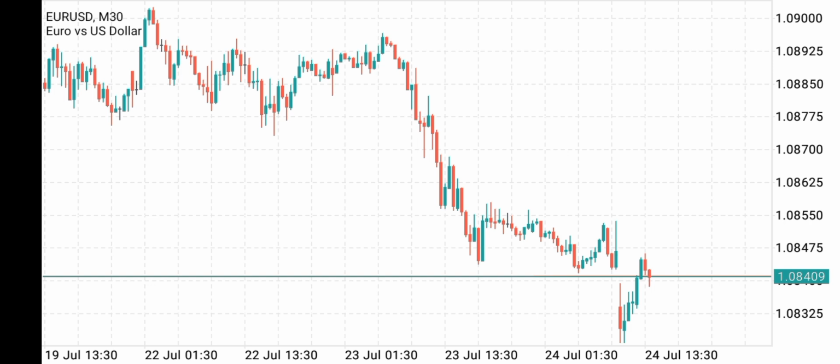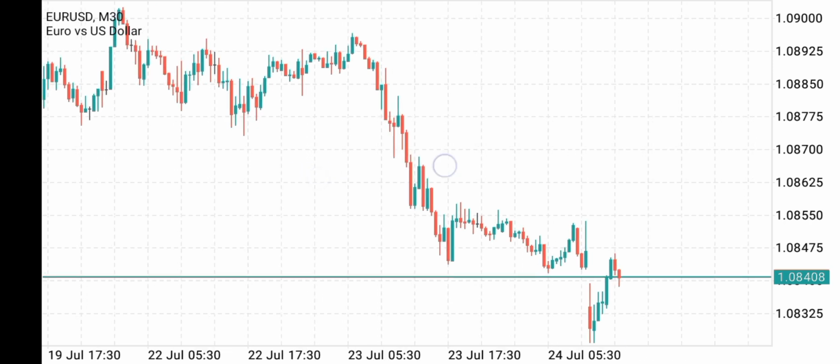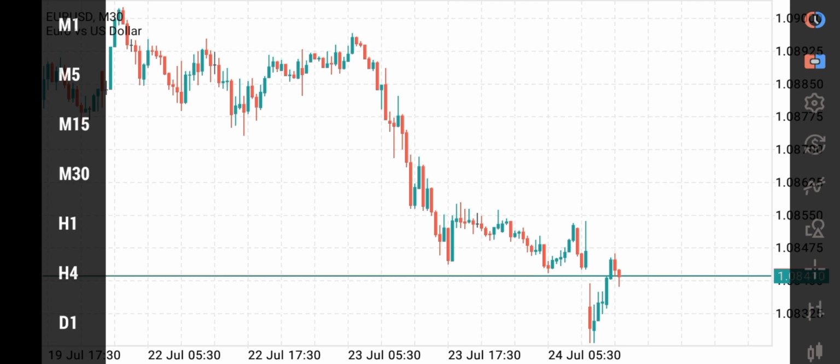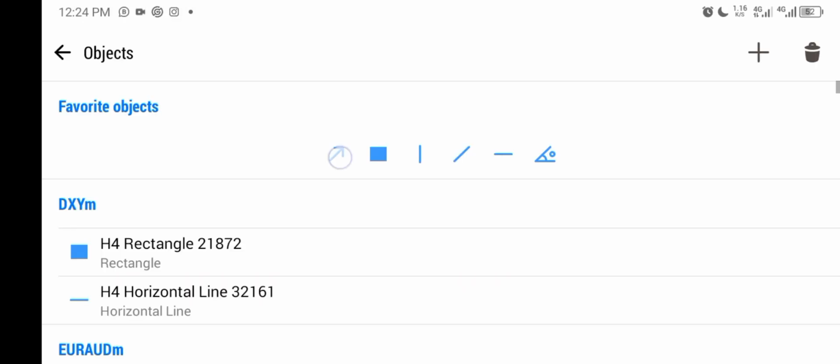So PIPS is just a short form of percentage in profit. So traders usually calculate their profit in PIPS. Whenever the market moves from one particular price to another particular price, it is usually calculated in PIPS. Let me show you what I mean.